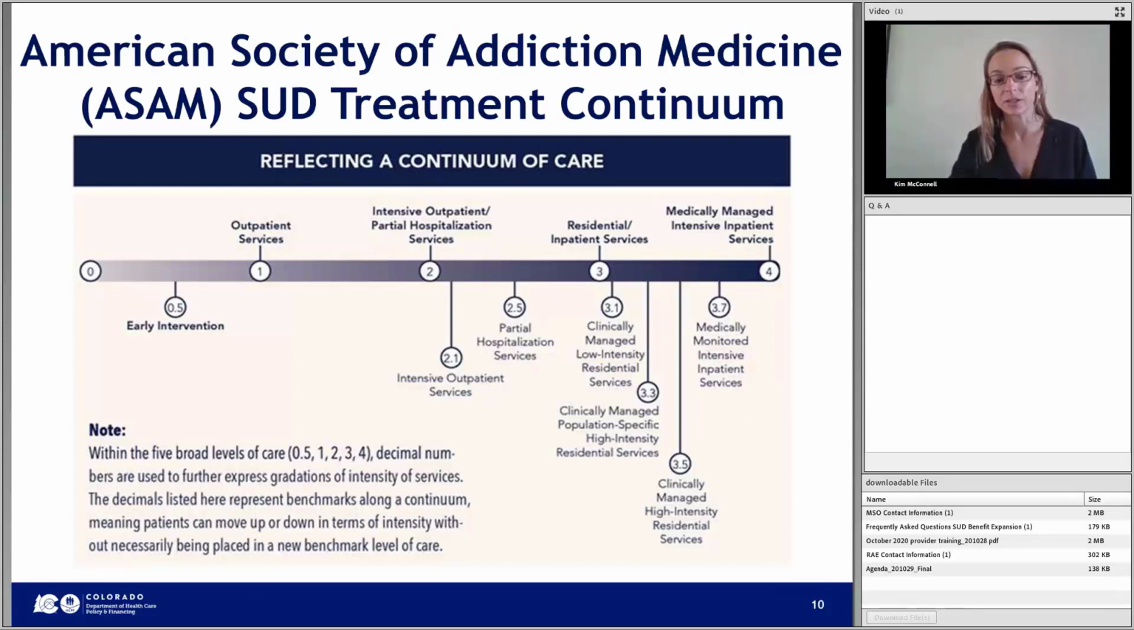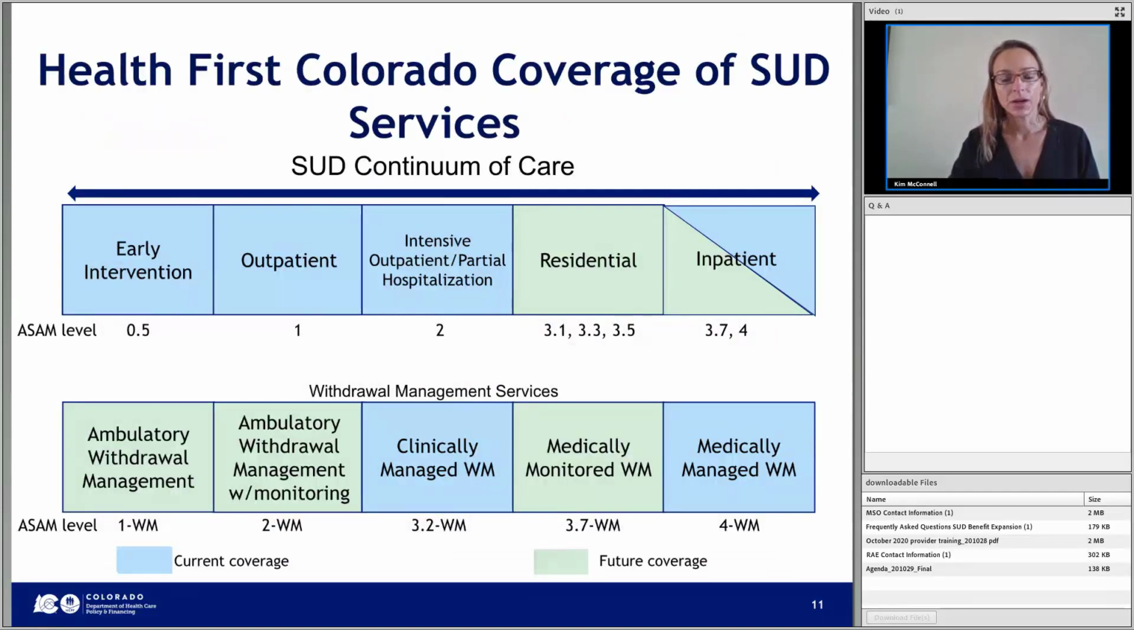So we've got the continuum of treatment services. I haven't talked about withdrawal management yet, but let's look at the continuum of care that's available through Health First Colorado. So you can see along that first continuum at the top of the slide, you can see the treatment services, and those that are shown in blue are the ones that are currently covered by Health First Colorado. So we cover the outpatient services up to residential, where you see it's green. We don't currently cover that.